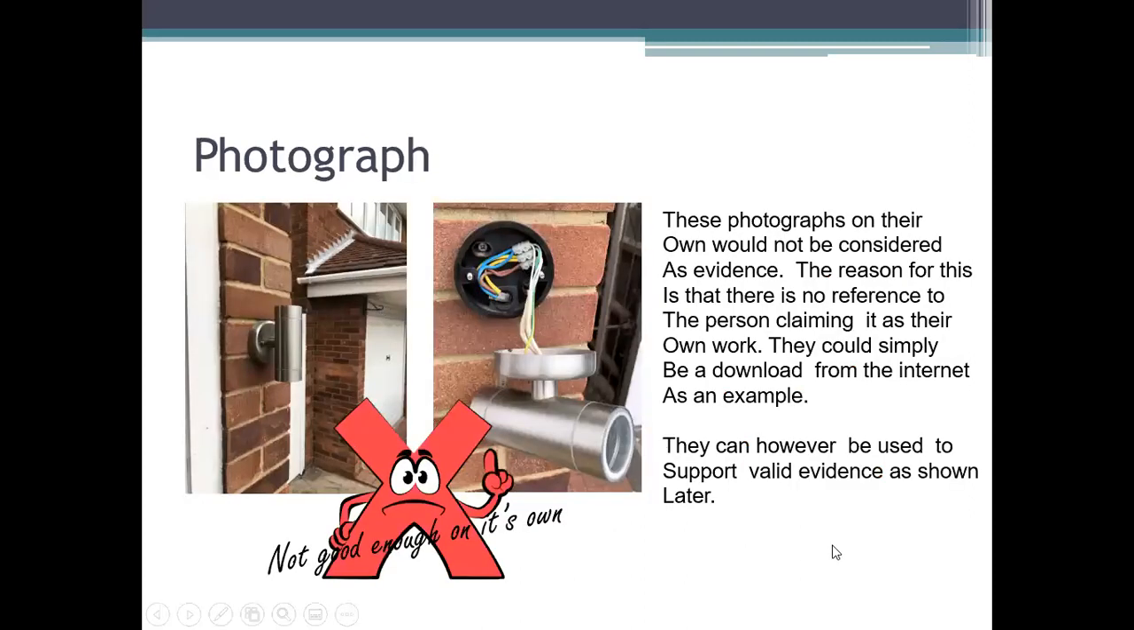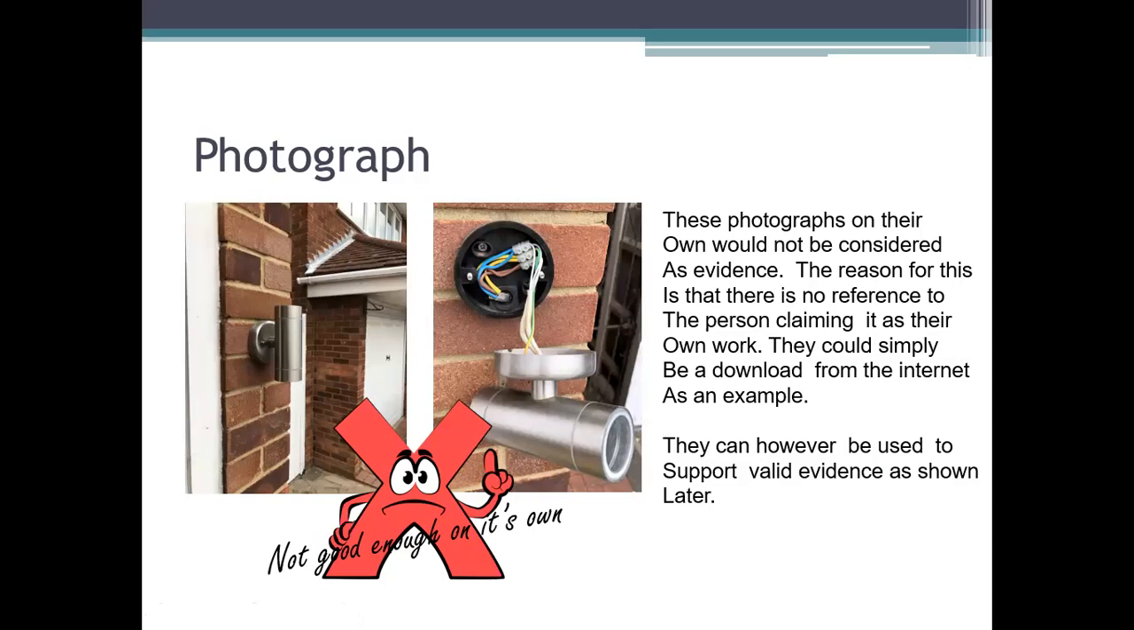Now, photographs. As I said earlier, photographs are an important form of evidence for us to gather, and we have to be careful in what we're trying to present. Okay, so on the screen there, you've got two photographs of an outside light. Those on their own do not constitute evidence. And the reason they don't constitute evidence is because there's no reference to them.